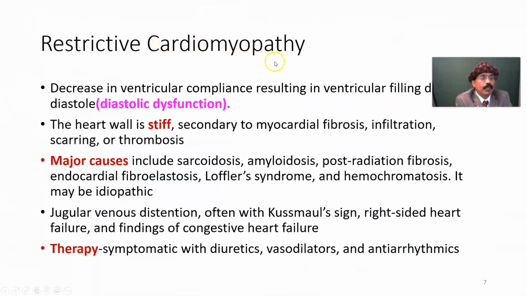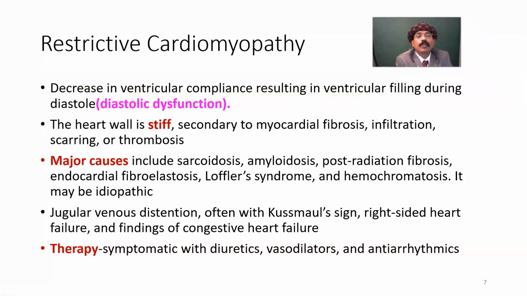Restrictive cardiomyopathy: decrease in ventricular compliance resulting in impaired ventricular filling during diastole. So this is a diastolic dysfunction. The heart wall is stiff, secondary to myocardial fibrosis, infiltration, scarring, and thrombosis. Major causes include sarcoidosis, amyloidosis, post-radiation fibrosis, endocardial fibroelastosis, Loeffler syndrome, and hemochromatosis. It may be idiopathic. We may not know the exact cause.